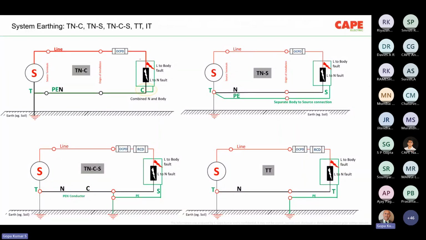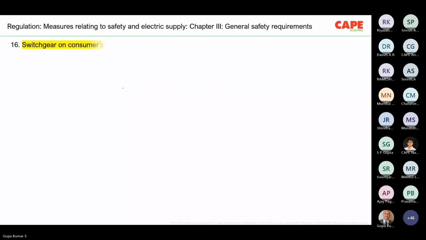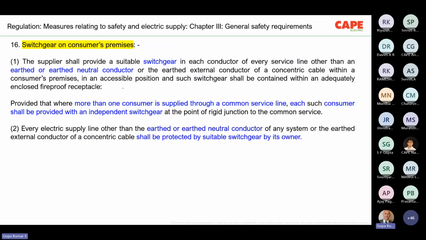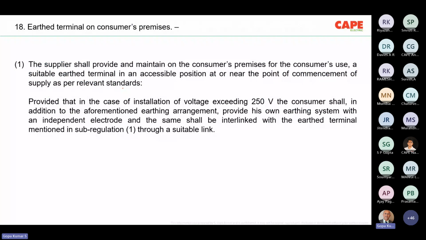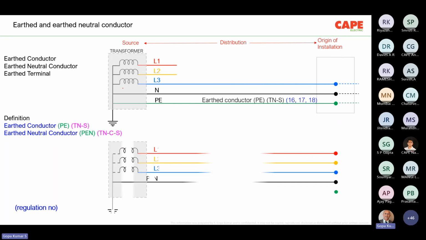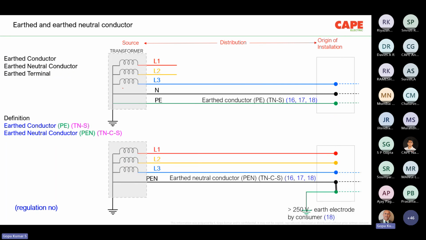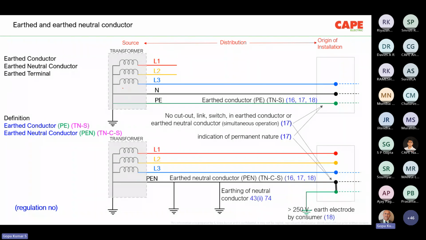System earthing is classified into TNC, TNS, TNCS, TT, and IT. Also, I'm just taking you through regulation number 16, regulation number 17, and regulation number 18 of the CEA Regulations 2023. They explain that the electricity supply from the DSO to a consumer premise shall be made either as a TNS system or as a TNCS system.